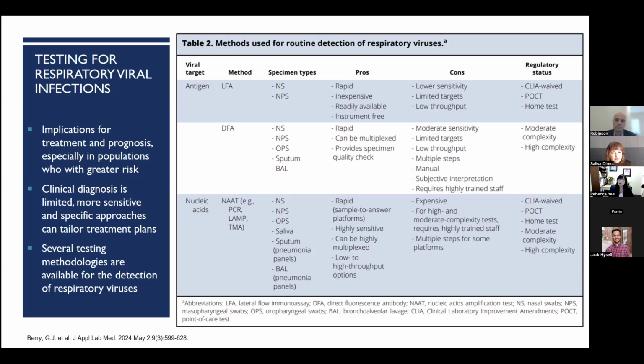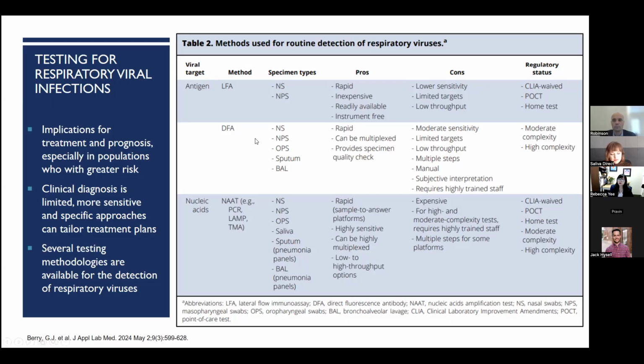There are several testing methodologies available for detection of respiratory viruses. The table on the right summarizes really well some of the more popular methods. When we're trying to detect the viral antigen, a very popular method is the lateral flow antigen test. I think many of us are aware of and have probably used one of these LFAs thanks to the COVID-19 pandemic. Of course, these are rapid, very inexpensive, and very easy to use. The acceptable specimen types are usually nasal swabs.